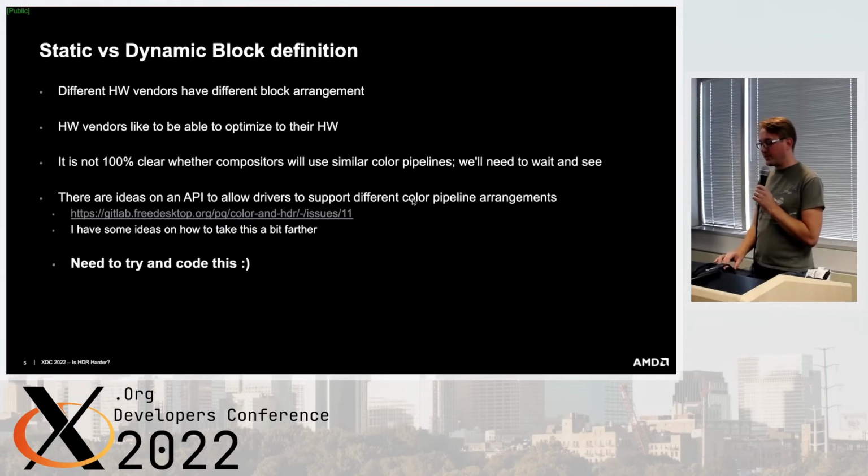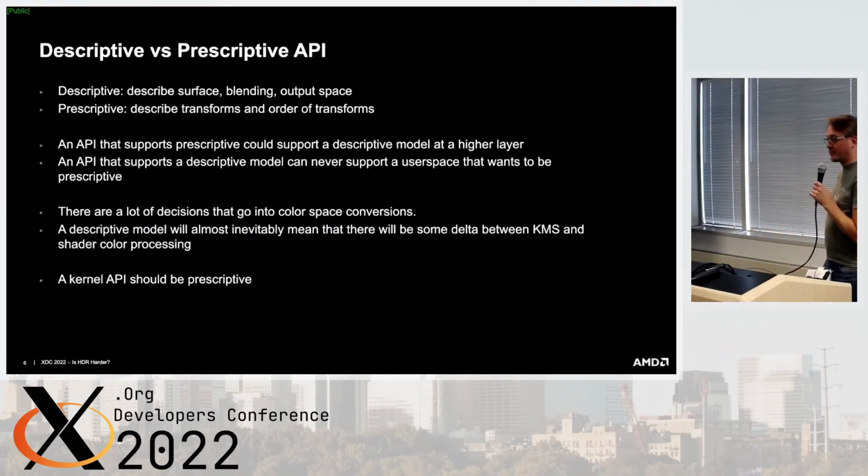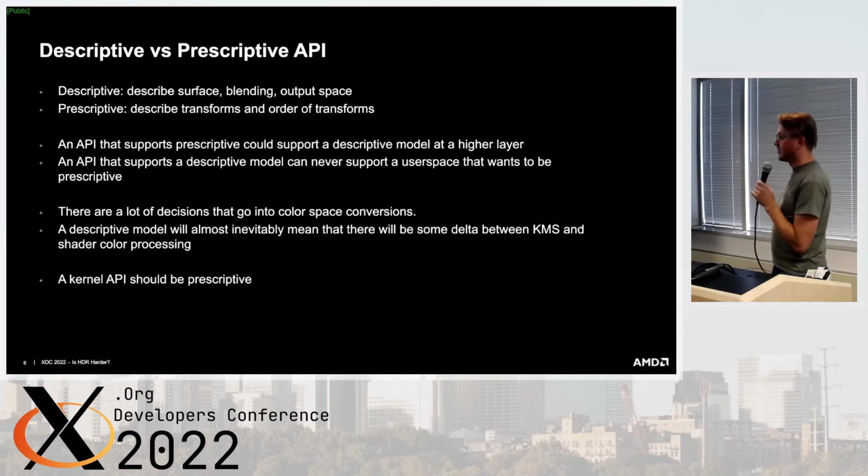We don't want to overcomplicate things unnecessarily, but this is something to keep an eye on. There are also some ideas for color pipeline arrangement, like a model to deal with dynamic block stuff. Again, to really see how feasible this is, we need somebody, that somebody might be me or somebody else, to try and code something and at least have an example that shows how this can look in practice. Descriptive versus prescriptive API. Descriptive meaning we describe what the surface, blending space, and output space are. Prescriptive, we say, do this transform in this order.